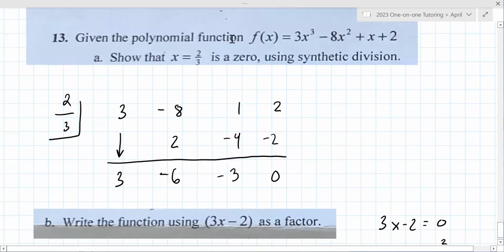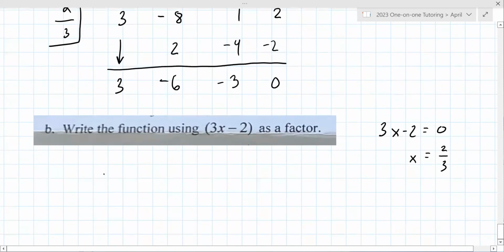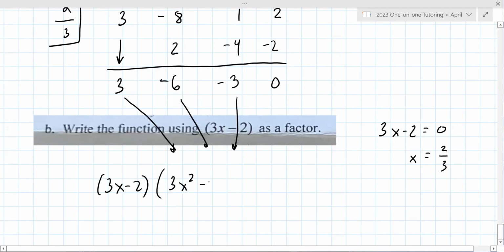Now the polynomial up here, they're saying it can be rewritten as a product of its factors. So the 3x minus 2 is given, and then you bring down these other ones. So that's 3x squared minus 6x minus 3, like that.